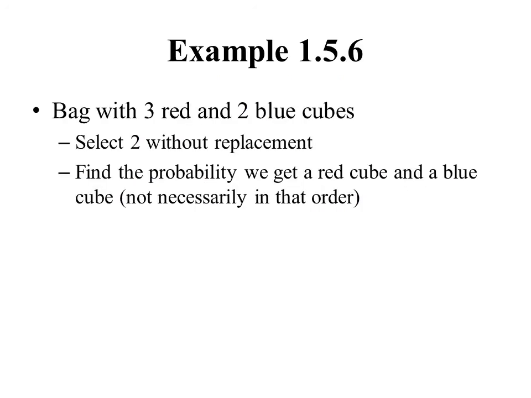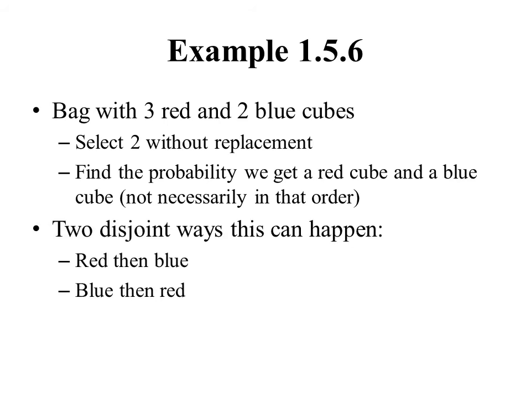Now, in our last example, we are going to combine this multiplication rule along with axiom 3 from our axioms of probability. So let's suppose we've got a bag with 3 red and 2 blue cubes, and we're going to select 2 of them without replacement. So it's like the previous example, we're going to select one cube and then a second cube, and we want to find the probability that we get a red cube and a blue cube, but not necessarily in that order.